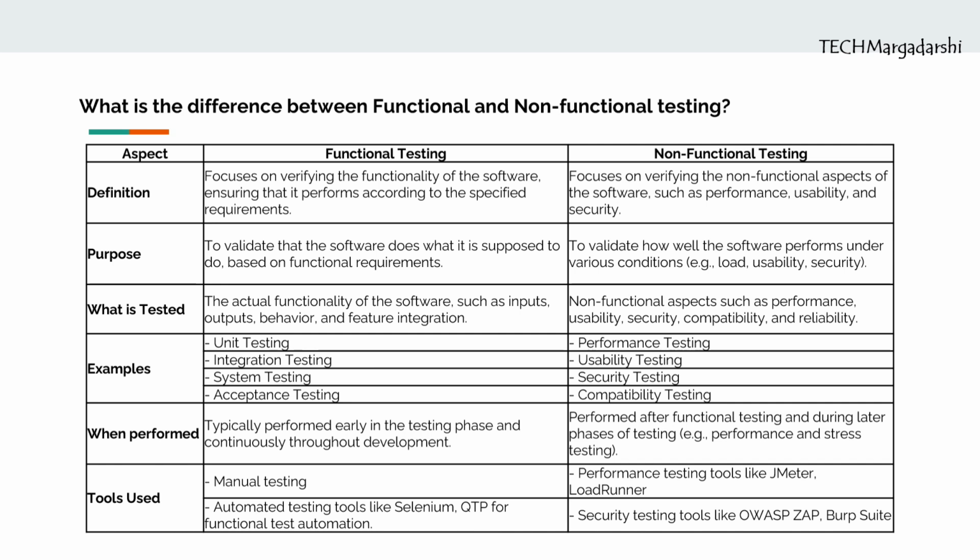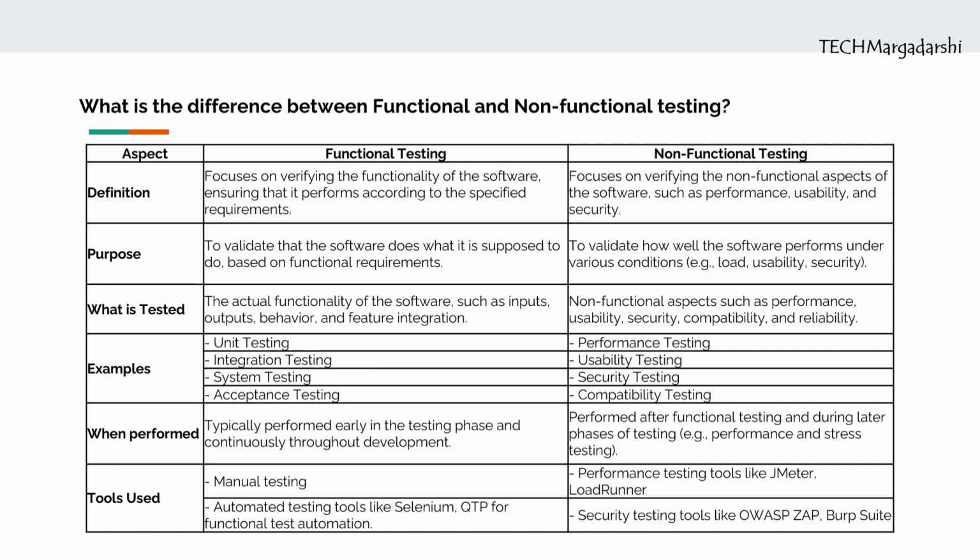Purpose: the purpose of functional testing is to ensure the system does what it is supposed to do. On the other hand, non-functional testing ensures the system performs well under different conditions. What is tested? In functional testing, we validate the core functionality, inputs, outputs, features, and behavior. In non-functional testing, we validate factors like load handling, speed, compatibility, and reliability.